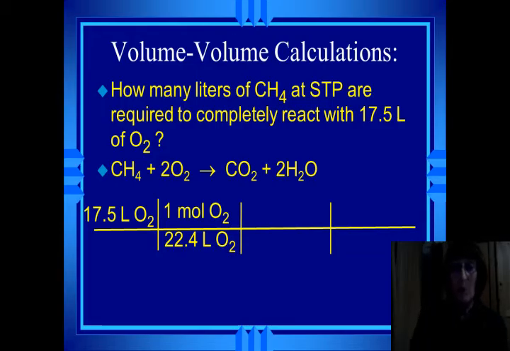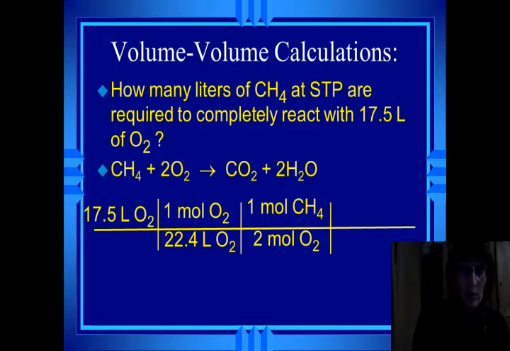Now, once we have it in moles, then we can go on from moles of one substance to moles of whatever else is in the balanced equation that we want. So, in this case, we're going to go from moles of oxygen, and if you look at the problem, it says how many liters of CH4. So for every 2 moles of oxygen, if you look on the balanced equation, there's 1 mole of CH4. So if we were to stop right here, our answer would be in moles of CH4, because notice the liters of oxygen cancel out, the moles of oxygen cancel out, so we've got moles of CH4.